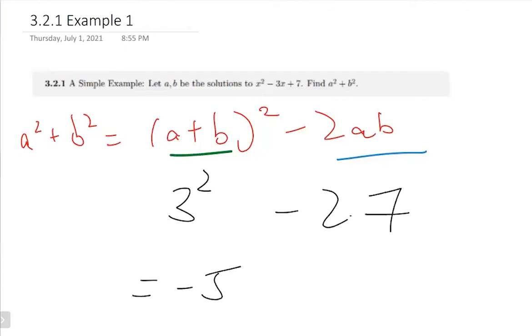So yeah, this is actually pretty common. They give you a polynomial, they call the roots a, b, c, d, whatever, and then they want you to find some expression in terms of those roots. Sometimes the problems will add extra steps to make finding that more difficult.